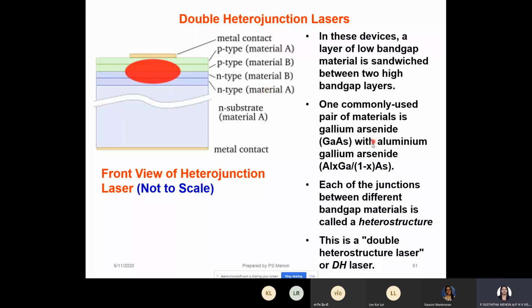One commonly used material is gallium arsenide with aluminium gallium arsenide. Each of the junctions between different bandgap materials is called a heterostructure. So this is called a double heterostructure.